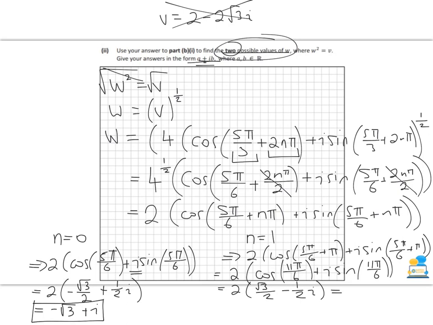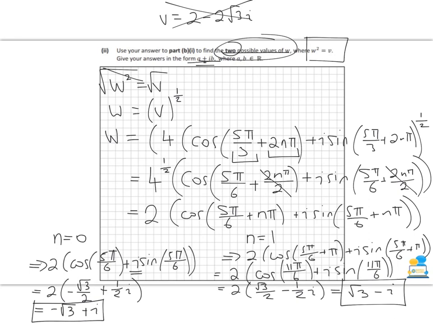So I'm just running out of space here. So 2 multiplied by root 3 over 2, that's going to give me root 3. And it's going to be minus i. So my second solution is root 3 minus i.